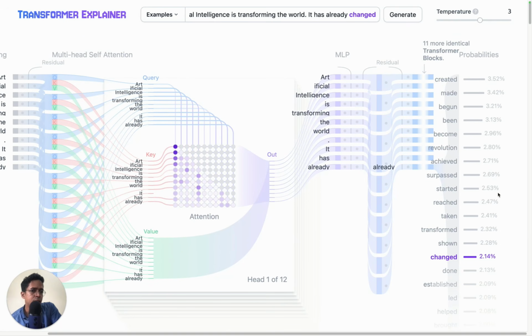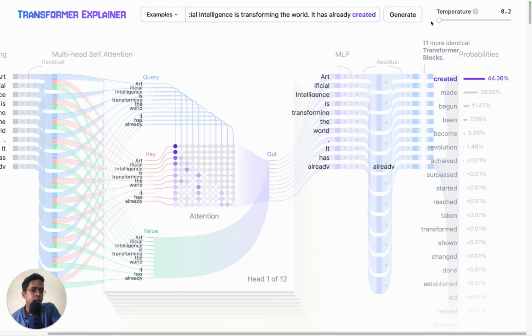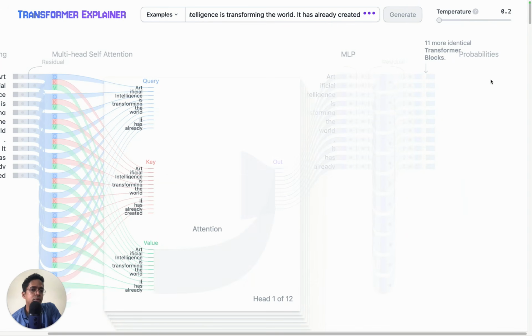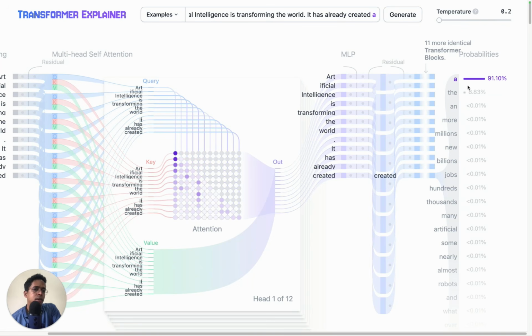But here mostly the top few words will be picked. One of the top few words will be picked. If temperature is very, very low like this, almost always one of the top 2 or top 3 words will be picked. So it's very, very deterministic. So this is what the temperature does.